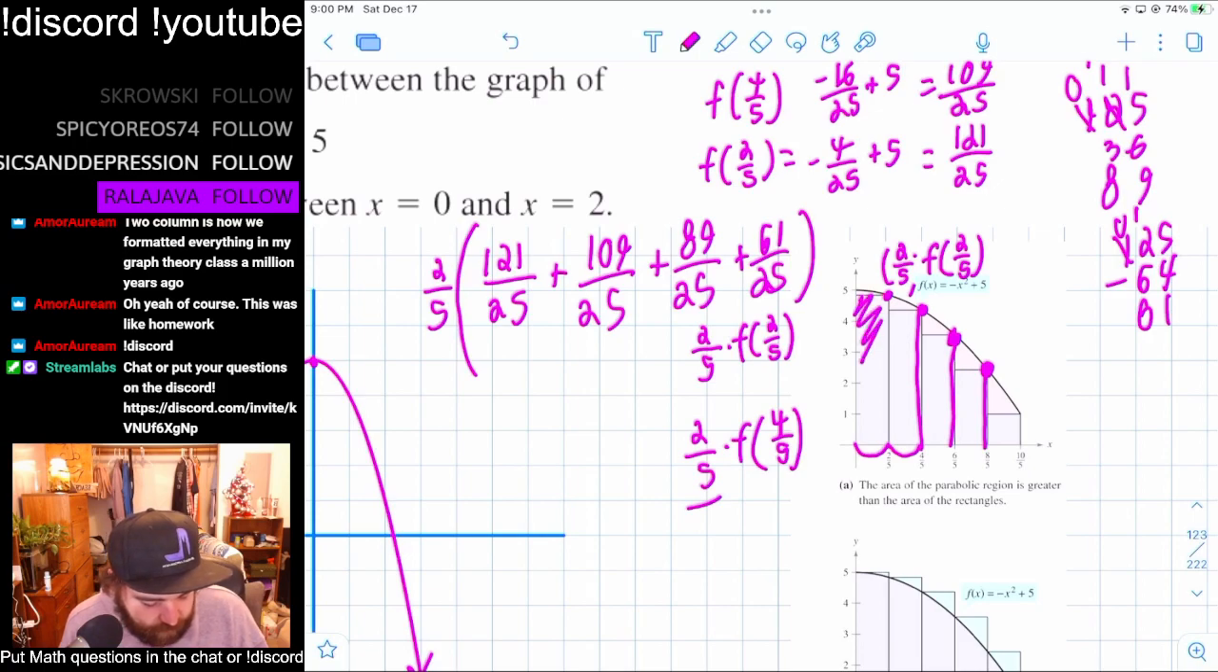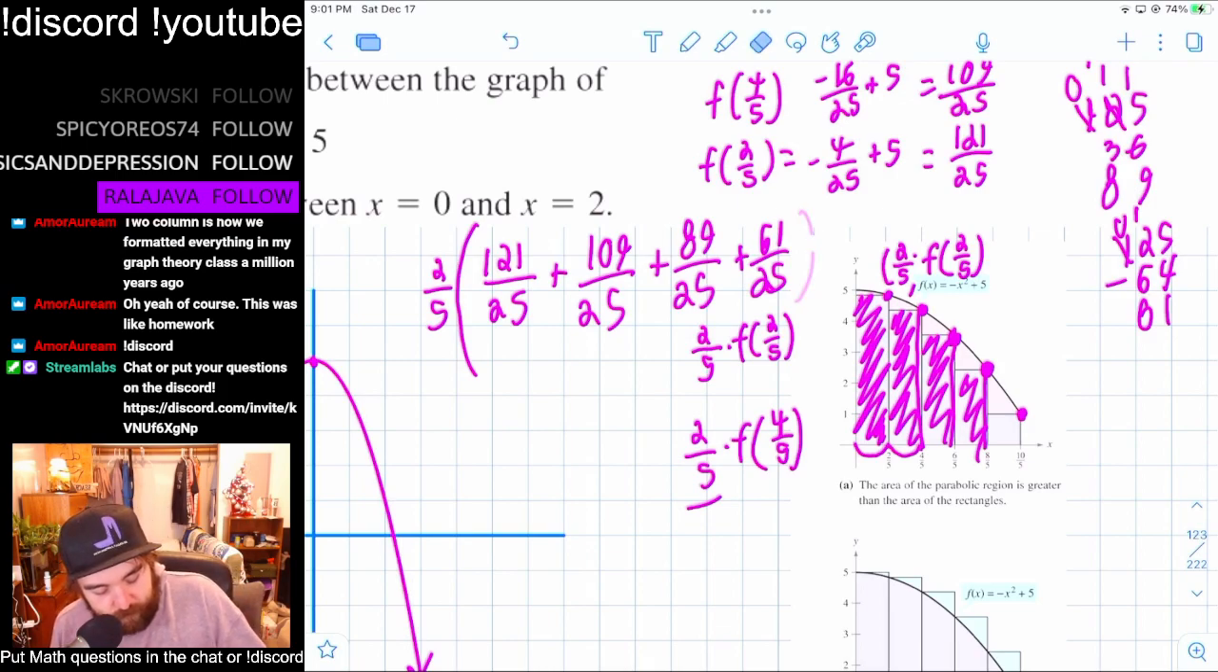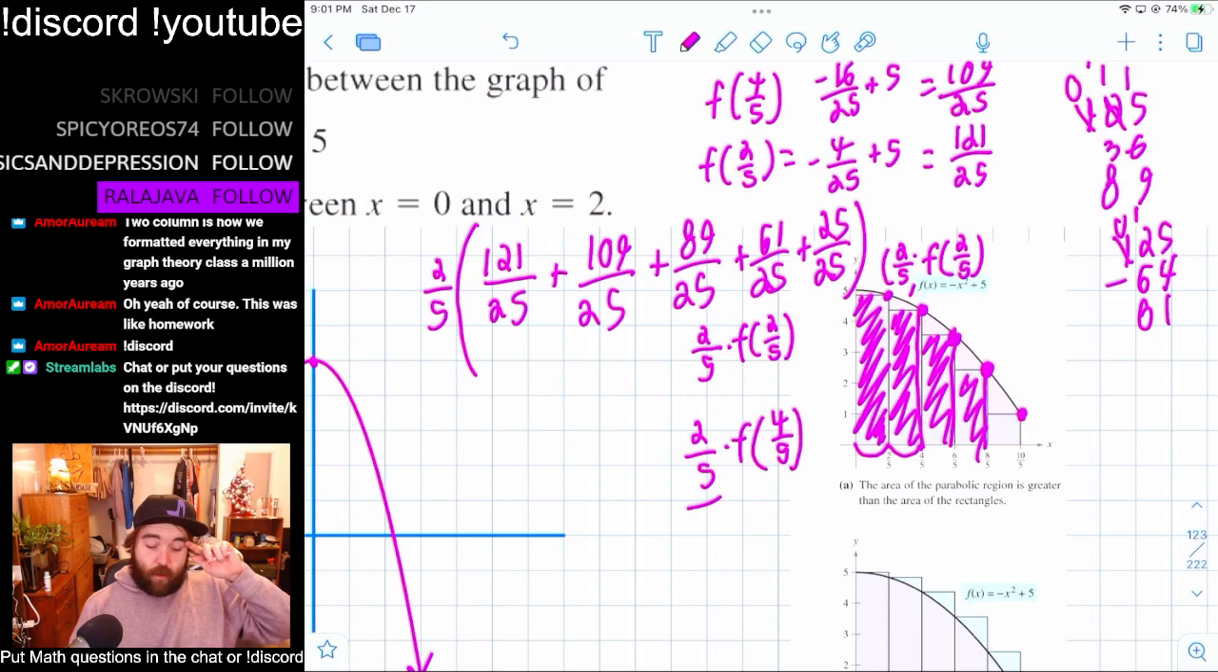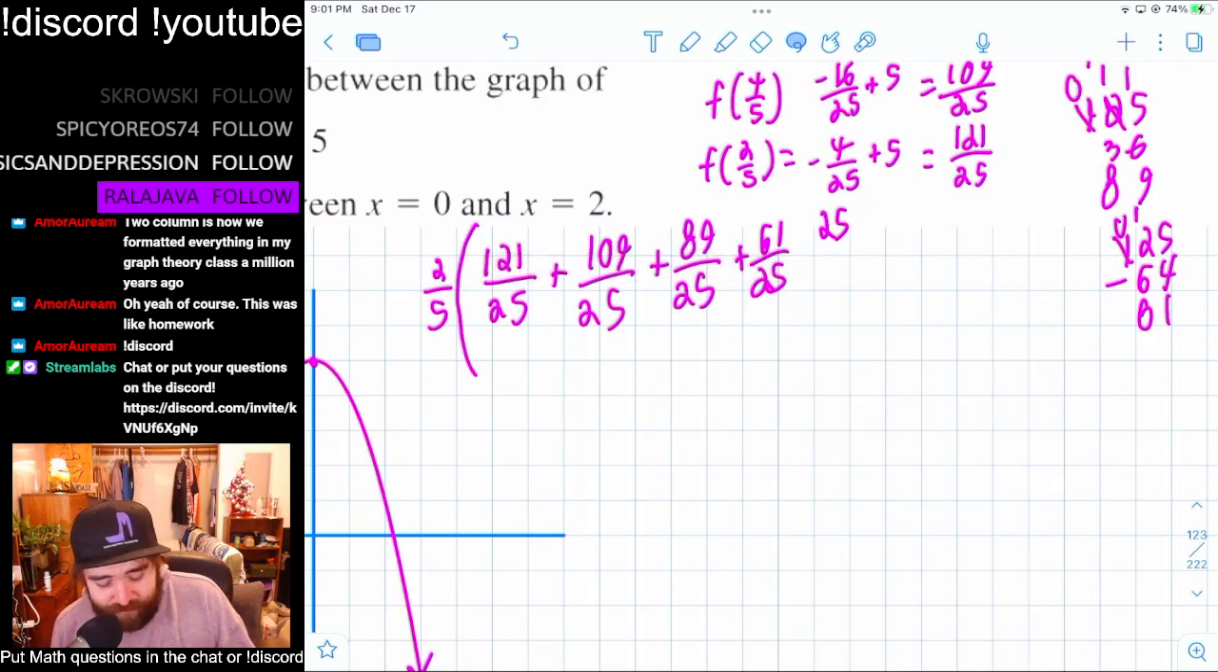See how we have the area of all these rectangles. That height was the 121 over 25. This height was the 109 over 25. This height was the 89 over 25 and the 61 over 25. Oh, and then we have one more, the 10 over 25. So that's plus 125 minus 100, so 25 over 25. All right. So now to get that area, we've got to add all of those together.